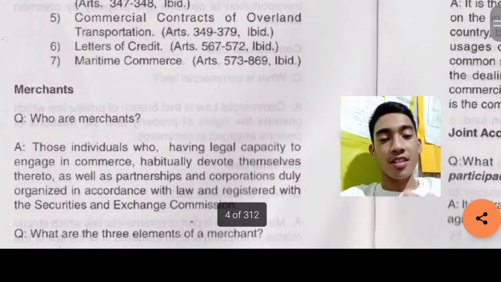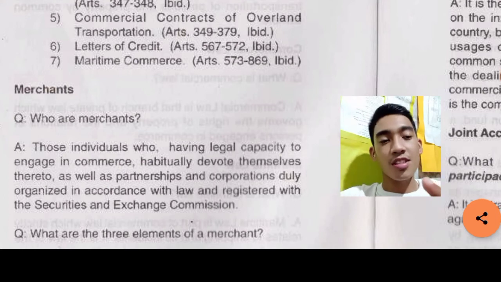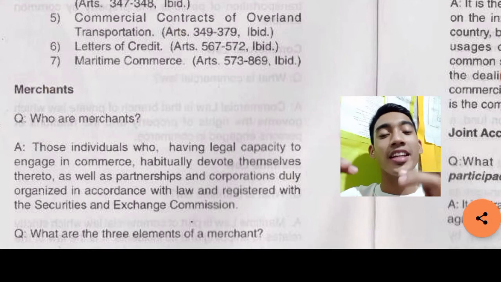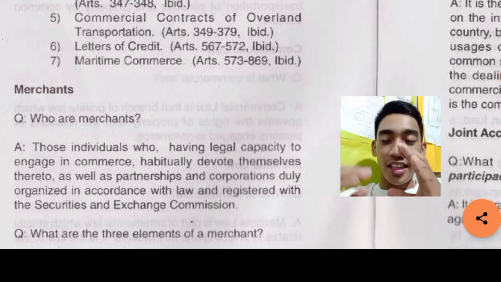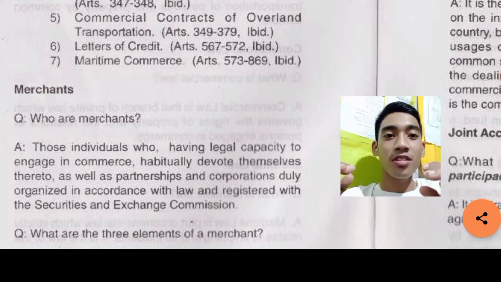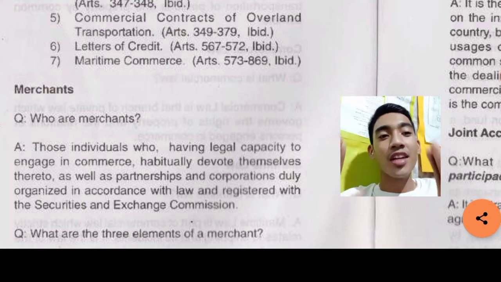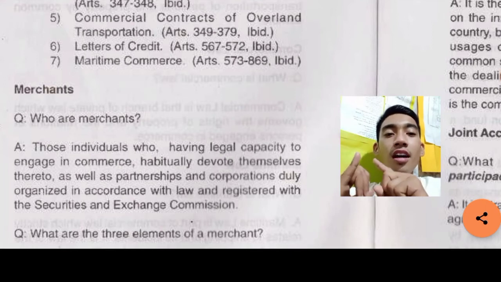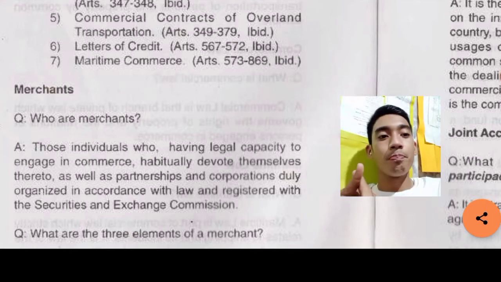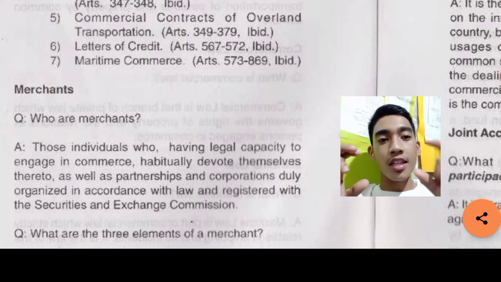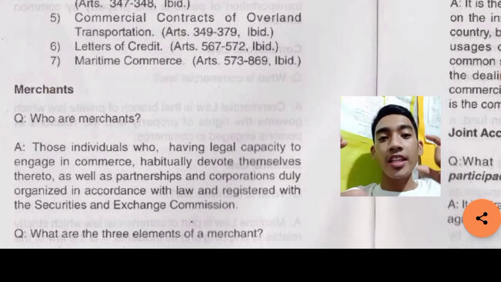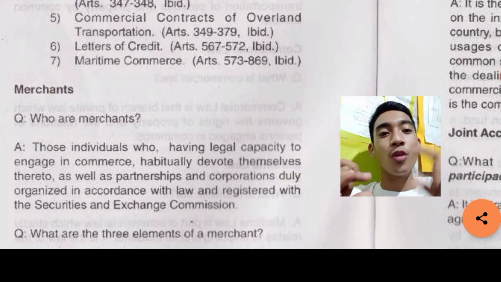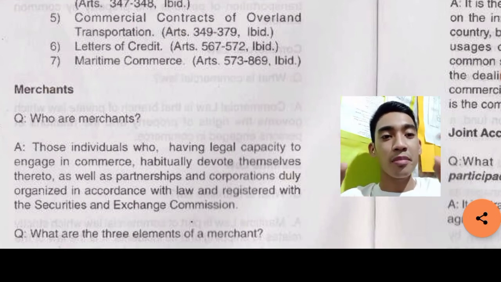What's a merchant? Or who are those merchants? These are individuals having legal capacity to engage in commerce. So this person or individual must have the legal capacity, such as the age. It must be 21 years old and above. That's the legal capacity to engage in commerce, and habitually devote themselves to it. So this is the important phrase.